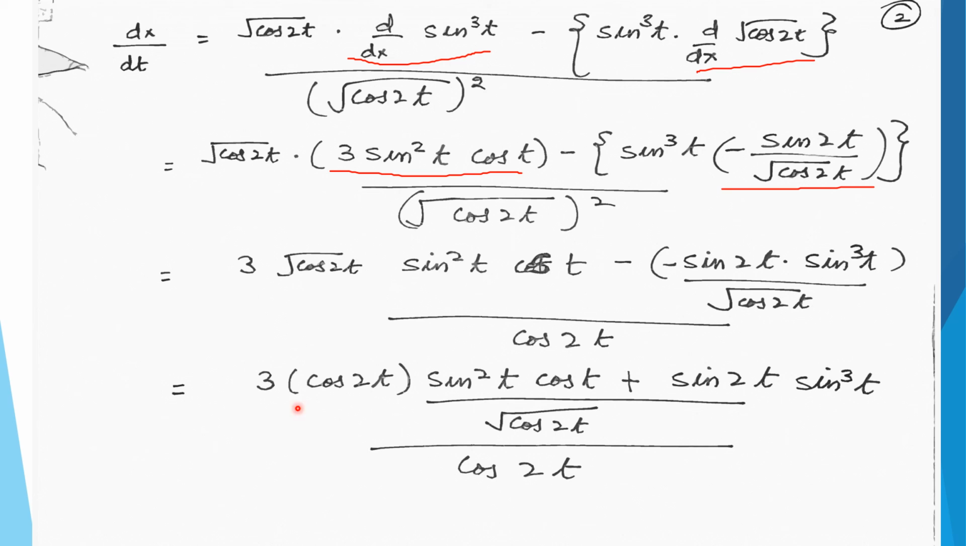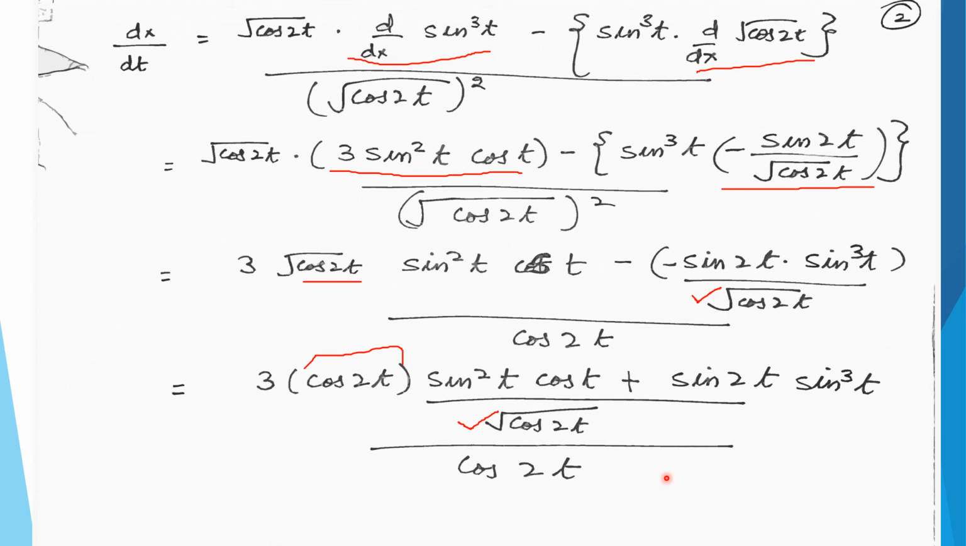it will become free from under root. You will get 3 cos 2t sin square t cos t as it is. This minus will become plus here and you will get sin 2t sin cube t, which you have written here, upon cos 2t under root. This is the denominator which will be shown here. So be very careful, don't get confused. This denominator, you multiply it by this term. That is why you got cos 2t, and this denominator now will be shown here because you have taken the common LCM. And then there is the main denominator, it is under root of, divided by cos 2t.